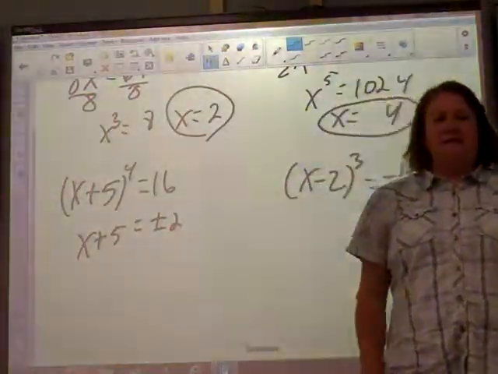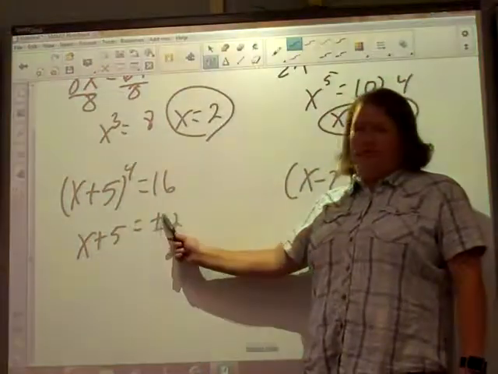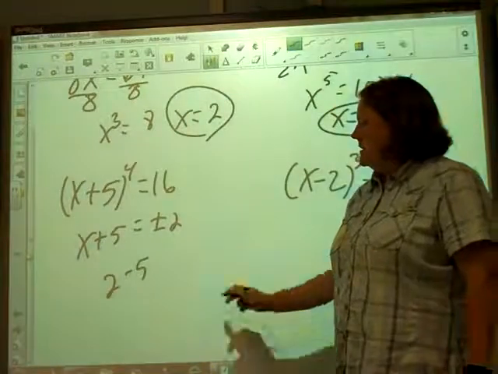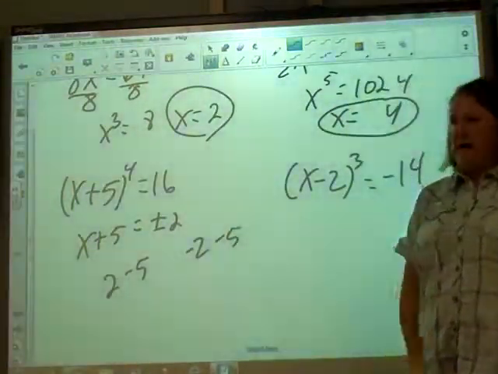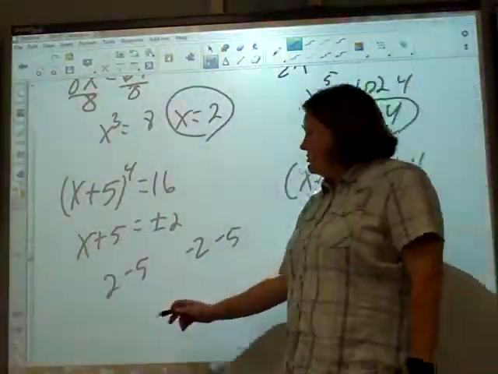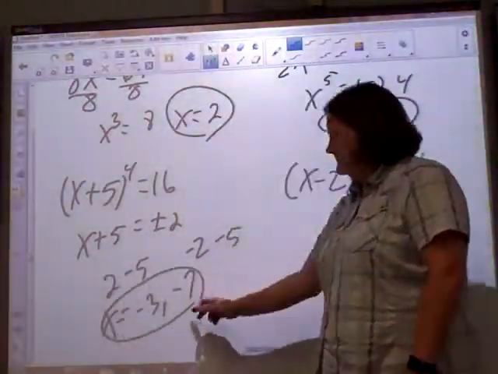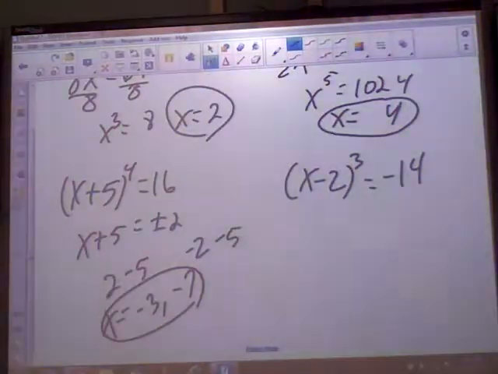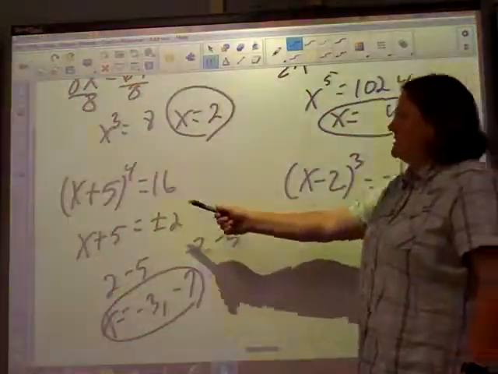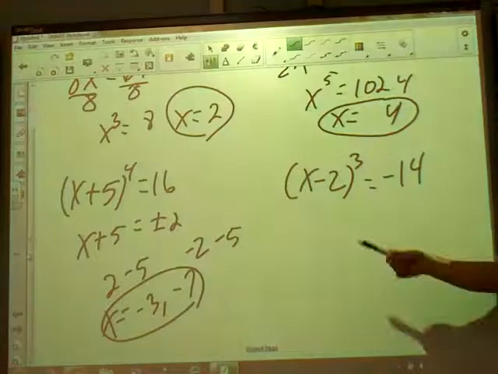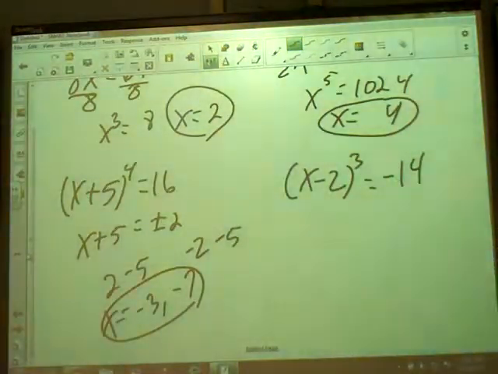Now, I'm trying to get the x all by myself. It's got 5 being added, so I need to subtract it, but I have 2 numbers to subtract it from. So I have to do 2 minus 5, and I have to do negative 2 minus 5. I got negative 3. So my two answers are negative 3 and negative 7. Will you give me the reason? The reason you did the plus or minus is because anytime the power is even, it's got to be a plus or minus. So does it have to be plus or minus on this one? No. Correct. Alright, on the last one.